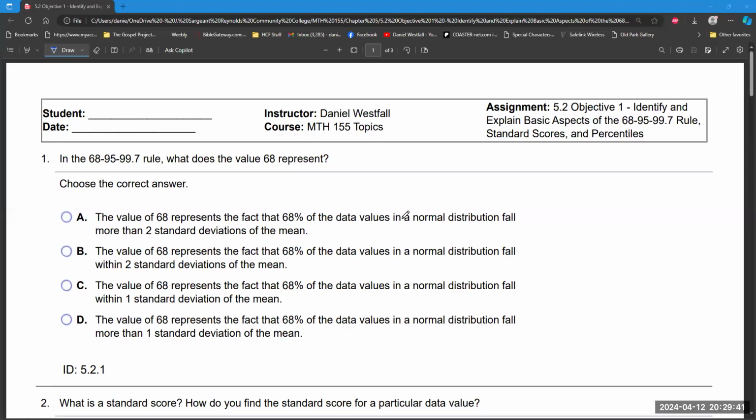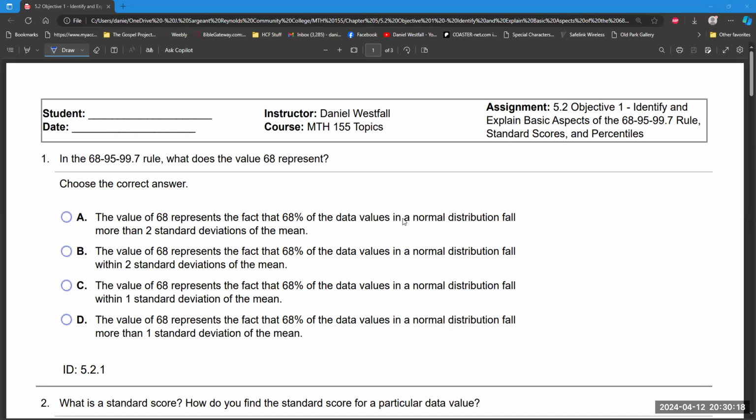In this video, we're going to talk about 5.2 Objective 1, where we identify and explain basic aspects of the 68-95-99.7 rule, also known as the empirical rule. We'll also talk about standard scores and percentiles. I mentioned the empirical rule, or the 68-95-99.7 rule, a little bit last time at the end of the 5.1 Objective 4 video, and you might want to go see the drawing that I made there in that video. But let's go ahead and get started here.